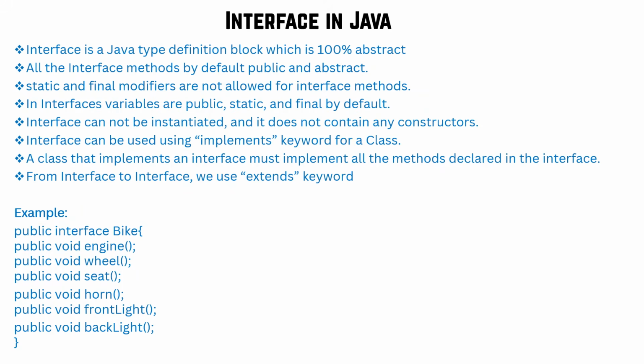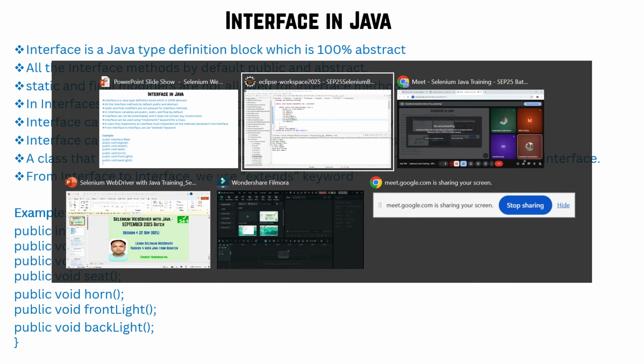So this is the concept of abstraction, interface, and through interface, that multiple inheritance concept we can achieve. So there is the extend keyword from class to class and from interface to interface, but from class to interface it will be the implement keyword always. Any questions?